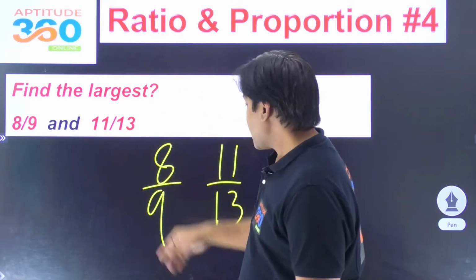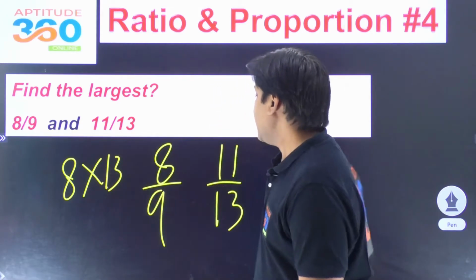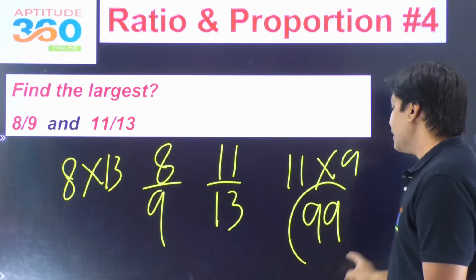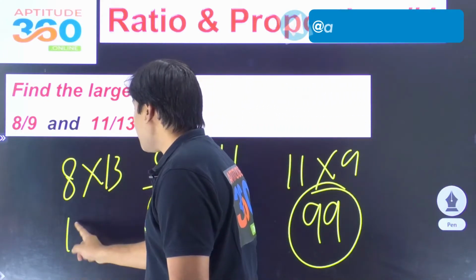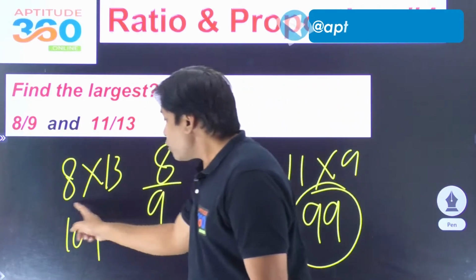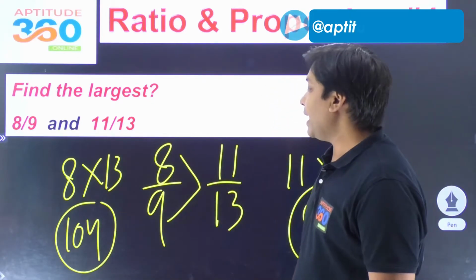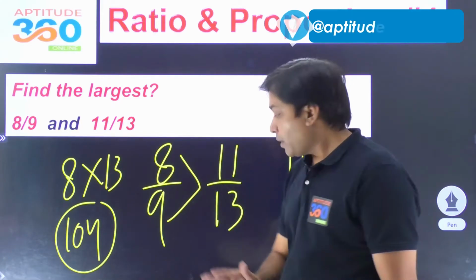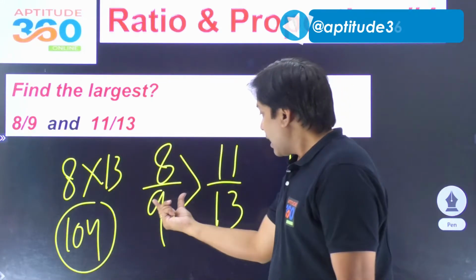Do the cross multiplication. So if you cross multiply, this becomes 8 into 13, and this becomes 11 into 9. So 11 into 9 comes out as 99, and 13 into 8 is going to be how much? 104. Is that okay? 104 is bigger than 99, and hence 8/9 is bigger than 11/13. Did you understand this? What did I say? Do the cross multiplication. 13 into 8, 9 into 11.